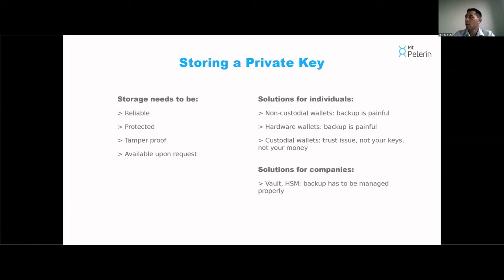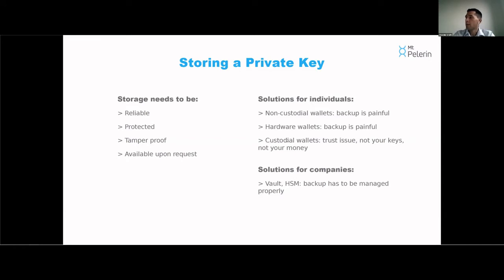That's the same thing with hardware wallets. You have fewer risks around hacking because the key never leaves the hardware wallet, or at least not once you initialize the wallet. But the backup is painful as well. And most people I know have already lost one or two keys. They didn't lose that much money, and I made the same mistake as well.